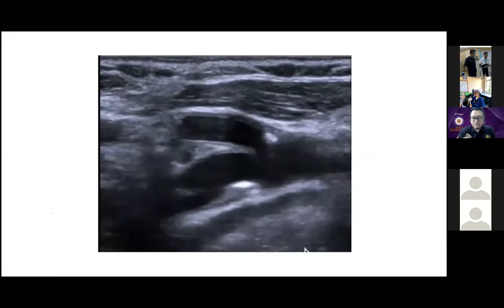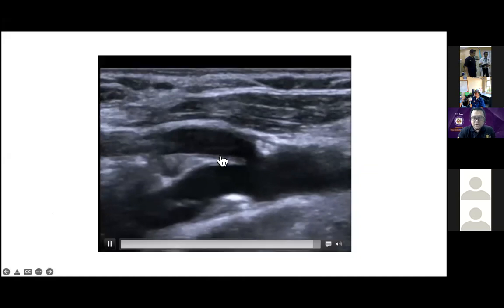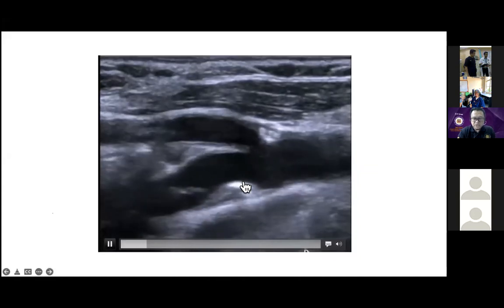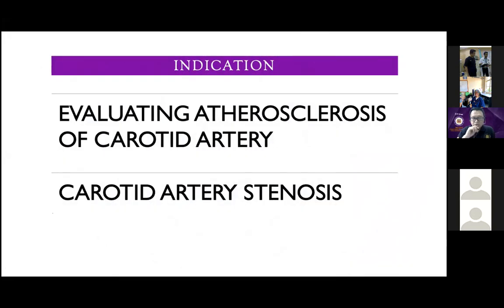How bad, in terms of, sometimes when we have plaque, there will be a stenosis around that. So we need to identify the degree of the stenosis. Is it significant or not? Okay, I think we have finished evaluating the atherosclerosis of the carotid artery.